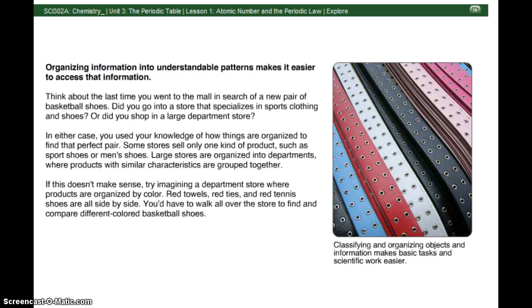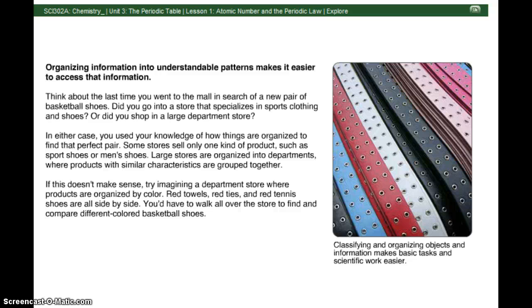Organizing information into understandable patterns makes it easier to access that information. Think about the last time you went to the mall in search of a new pair of basketball shoes. Did you go into a store that specializes in sports clothing and shoes? Or did you shop at a large department store? In either case, you used your knowledge of how things are organized to find the perfect pair.